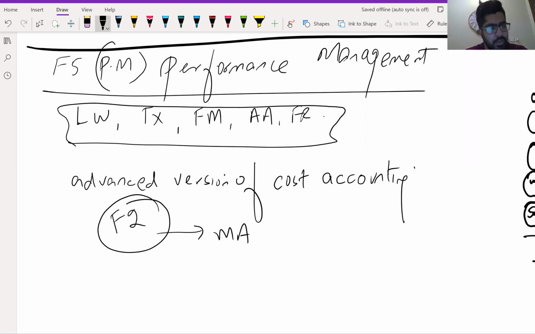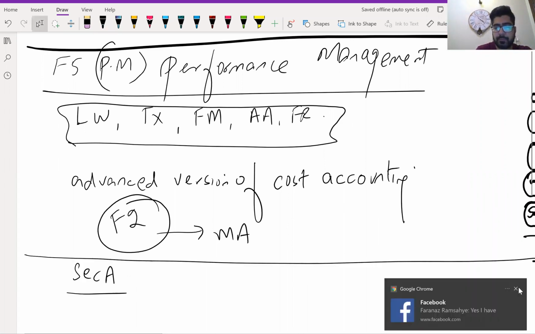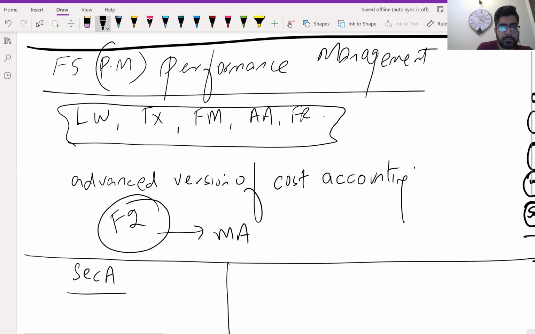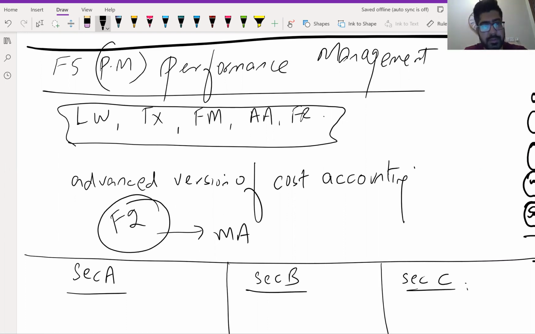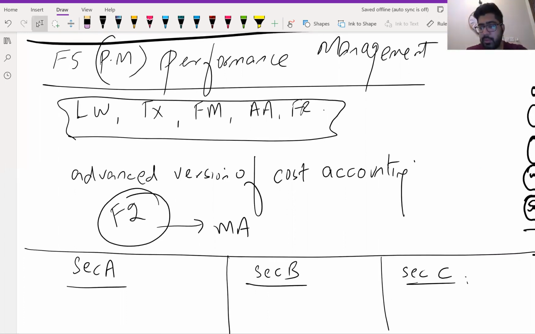All these details in advanced form are in this paper, and this paper is tested through 3 sections: Section A, Section B, Section C. The examination is tested through 3 sections: Section A, Section B, Section C.